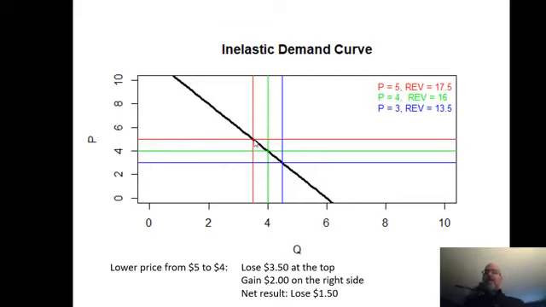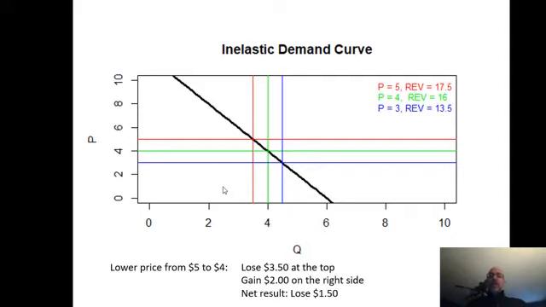At a price of 5 in red, revenue is $17.50, because quantity is 3.5. Quantity is 3.5, and you get 17.5. But if I lower the price to 4, I'm going to lose money on the price, but revenue is going to be 16, because quantity is 4. So 4 times 4 is 16. If I lower the price another $1, revenue goes down. And so within inelastic demand, lowering the price lowers revenue, raising the price raises revenue.